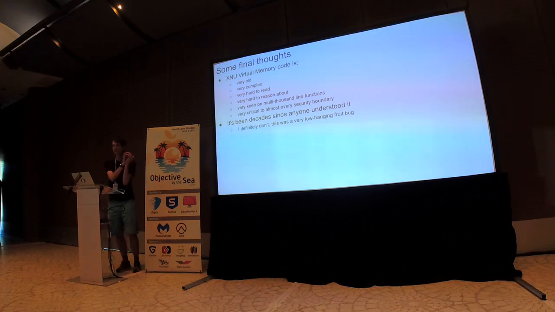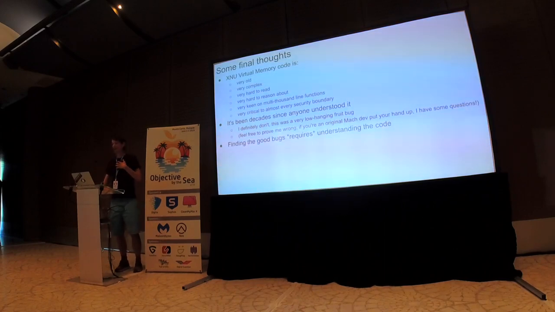here is some security guarantee, i.e. this move must be atomic, let's break it, find some place that they unlock the map, and then try and do something while the map's unlocked. Yes, so do feel free to prove me wrong if you understand the whole thing, or if you're watching the live stream and you are the dev that wrote this in 1985. I do have some things I'd like you to explain. And finding the better bugs requires understanding the code.